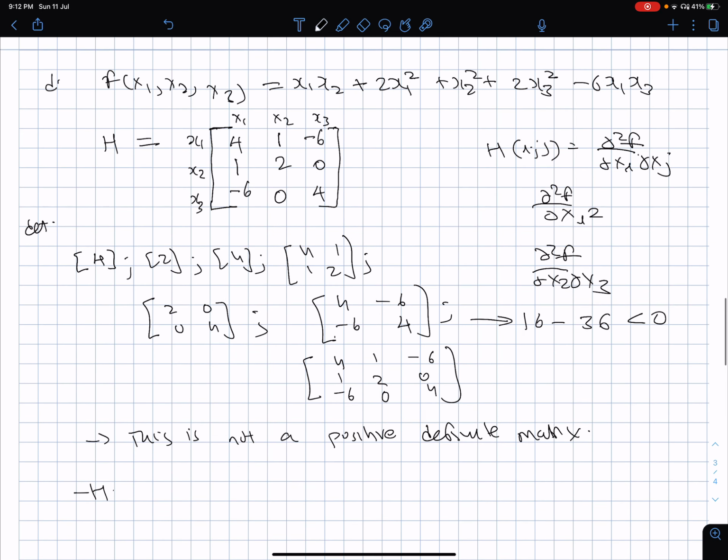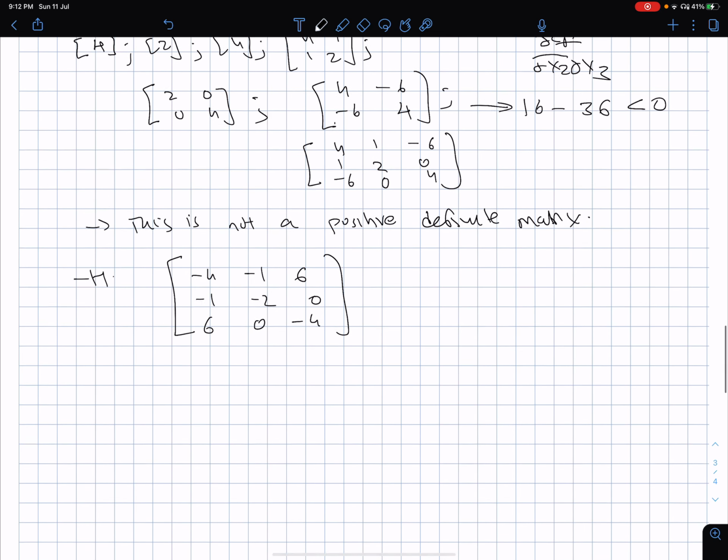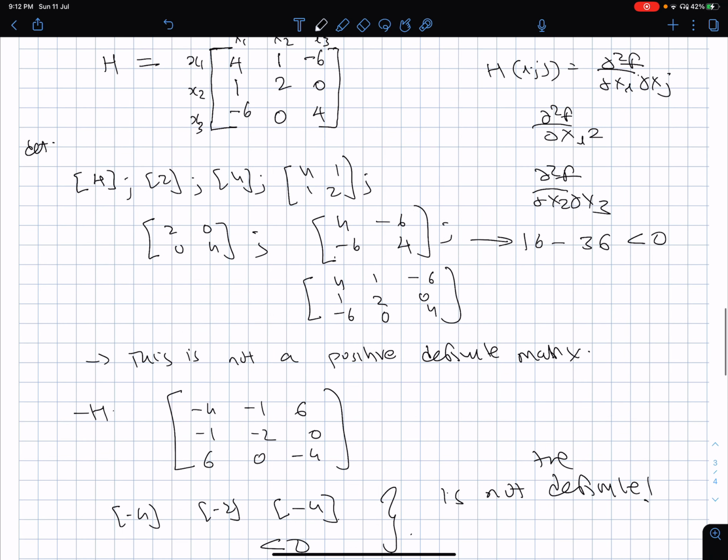So let's write minus of h, but the minus of h is going to be equal to minus 4 minus 1 6 minus 1 minus 2 0 6 0 minus 4. So now all the one by one matrices are of course having numbers which are less than 0. So therefore minus h is also not positive definite. So therefore what happens, neither is h positive definite nor is minus h positive definite. So this function is neither convex or concave.